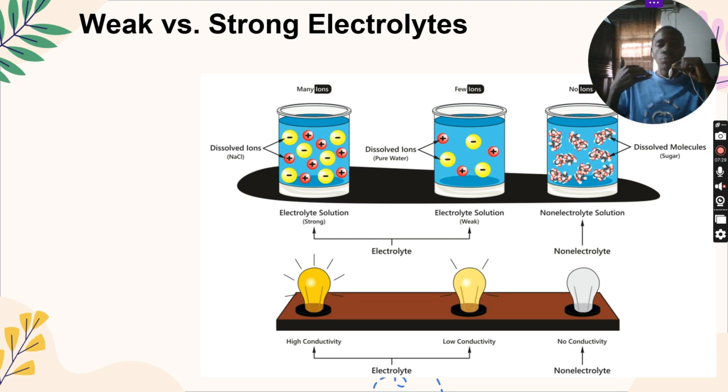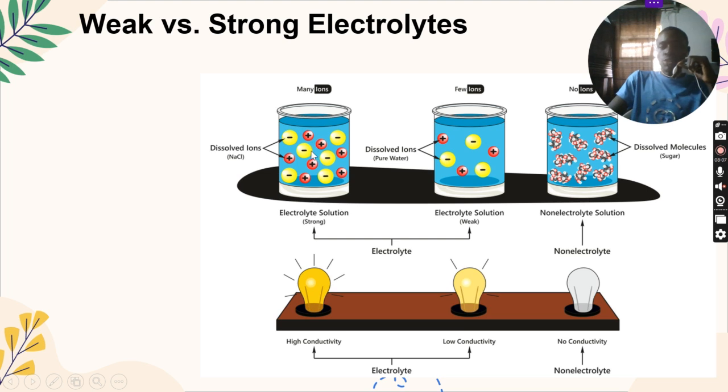When all the substance dissociates to form ions, it is usually a strong electrolyte, because there are so many carriers of electricity in the solution. But when only a few, as you can see here, dissociate into ions, there are fewer carriers of electricity. So here there are more ions to conduct electricity, and here there are few ions to conduct electricity.